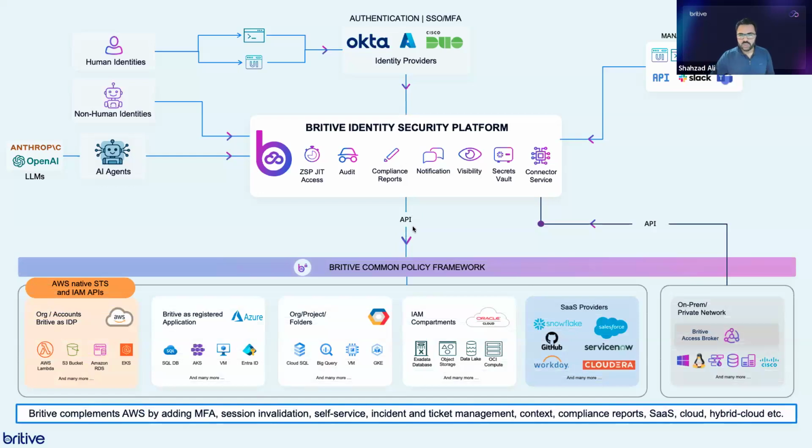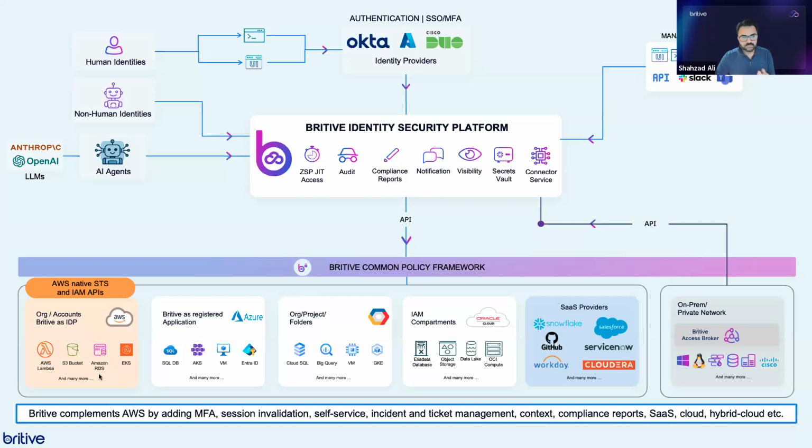Now, let me take you one step further. And like I mentioned before, all the interaction that is happening or the way we are providing this ZSP with just-in-time mentality is happening through the API. And that's the reason there is no latency. It's very fast. And it is all governed by this Britive Common Policy Framework, right? So when you check out a resource from, let's say, AWS, the API request goes to AWS, like we saw in the previous slides. And then you get access to these resources, right?